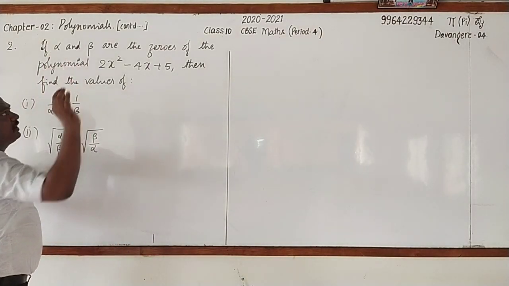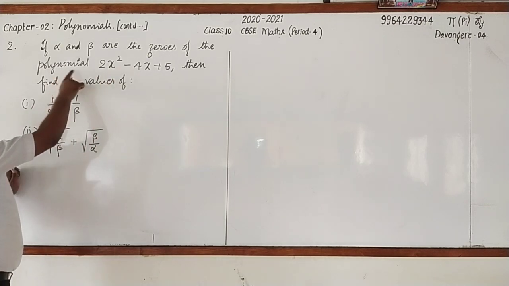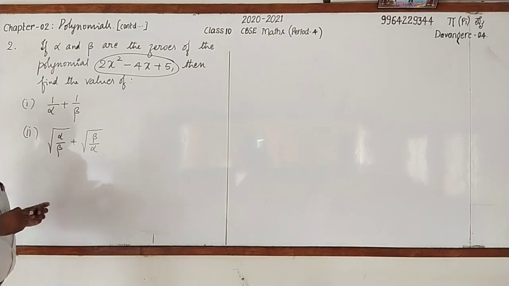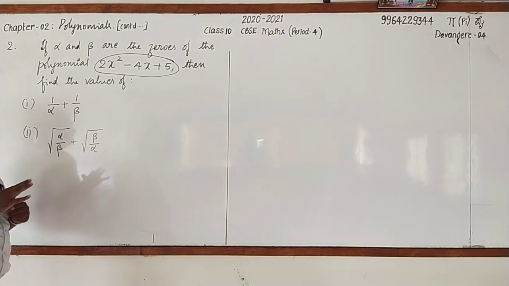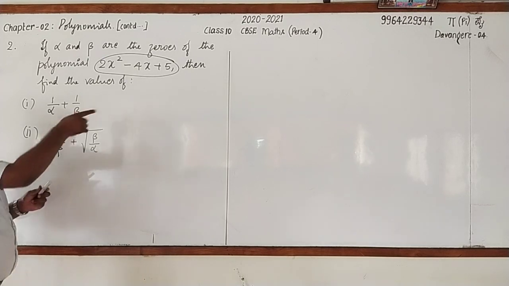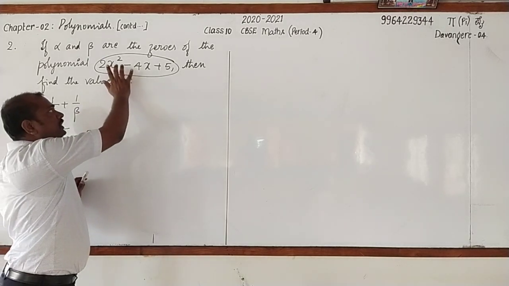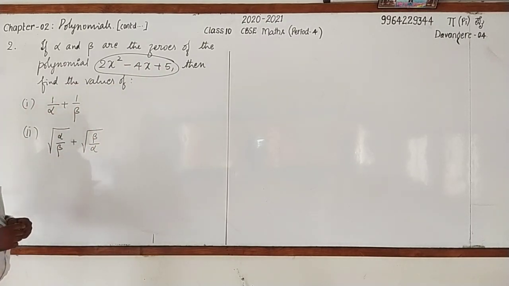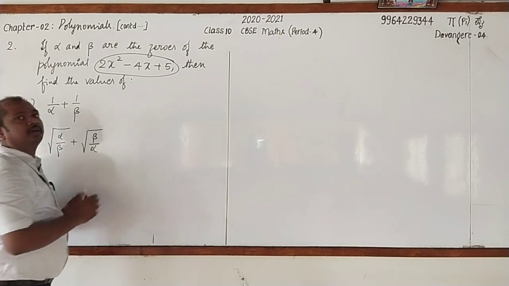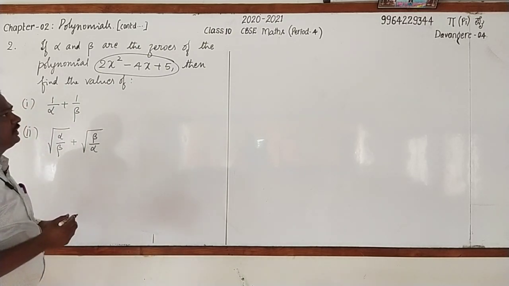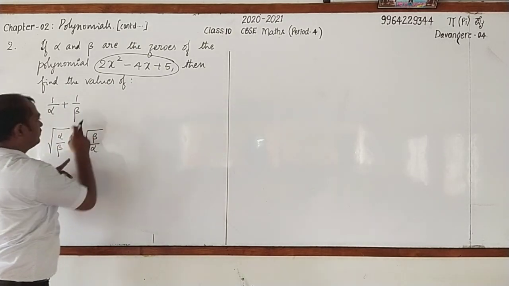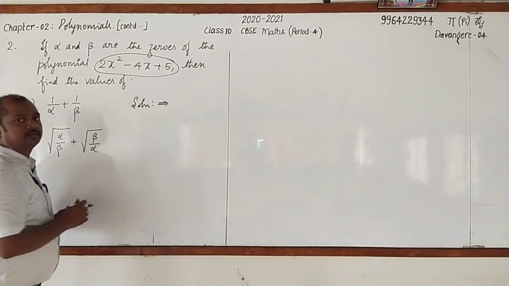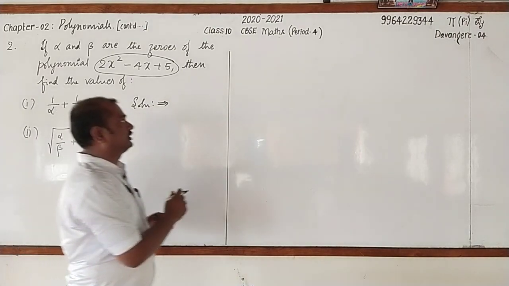If alpha and beta are the zeros of the polynomial 2x square minus 4x plus 5, then find the values of these. Right? In the previous problem, they had given only ax square plus bx plus c and we found out the values of this. But here a particular quadratic polynomial is given. Then how are you going to find out? I'll use the space for solving these two. Before that, we need some information. Do you know what it is? I'll tell you. Look here.